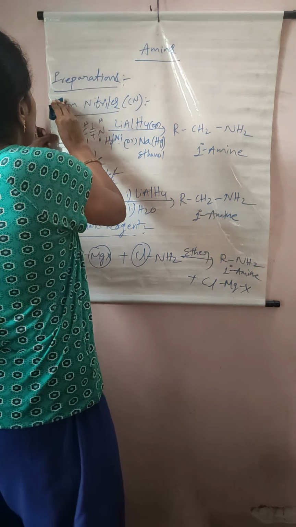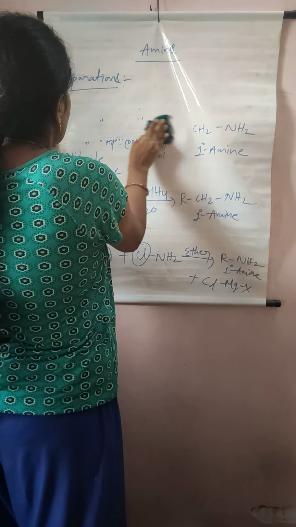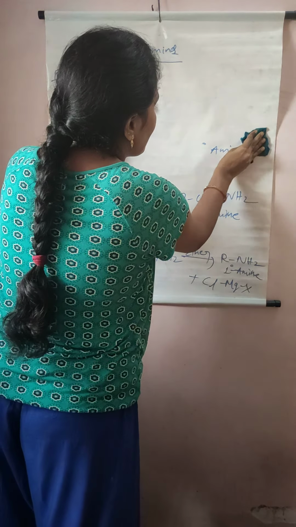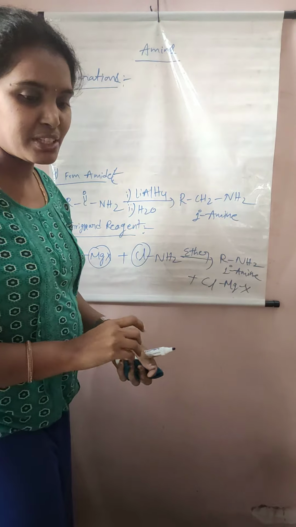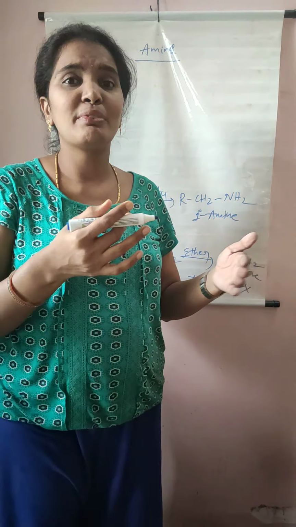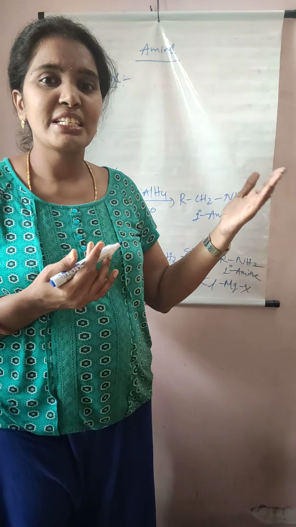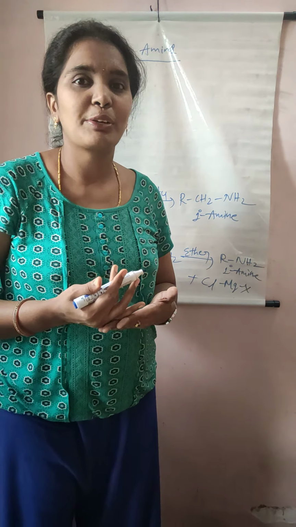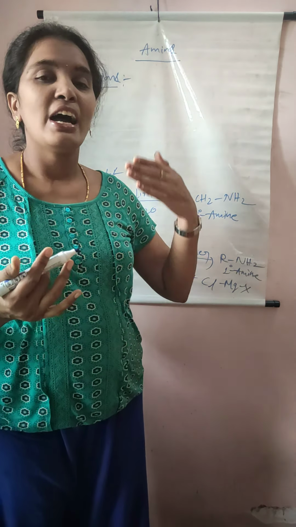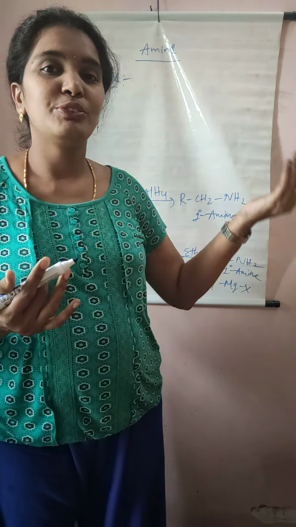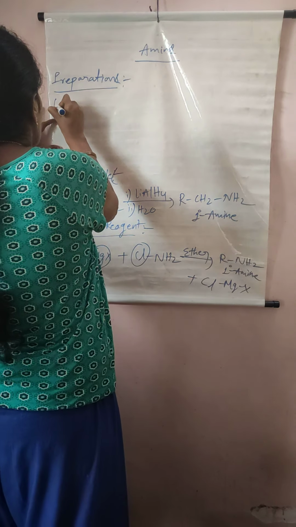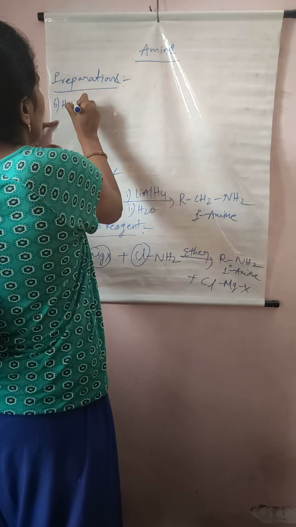The last preparation is an easy and very important preparation. One more, the Gabriel phthalimide synthesis, is also one of the primary amine preparations. I taught that in previous classes, and you can check it there. So the last one is from the Hofmann bromamide degradation reaction.